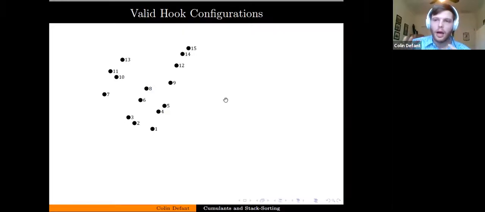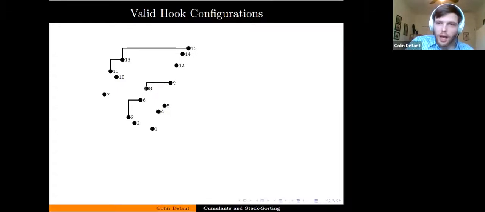And now I'm going to draw what I call hooks on this diagram. A hook is where I start at one of these points, I move vertically upward, and then I move horizontally to the right to connect with another one of these points. So this gives me some configuration of hooks. And I'm going to say that this configuration of hooks is a valid hook configuration if it satisfies 3 special properties. So here are the special properties.